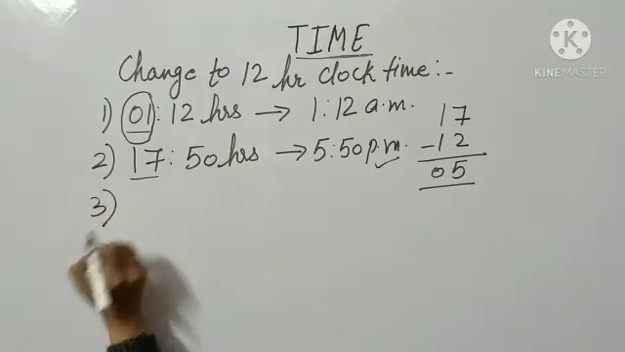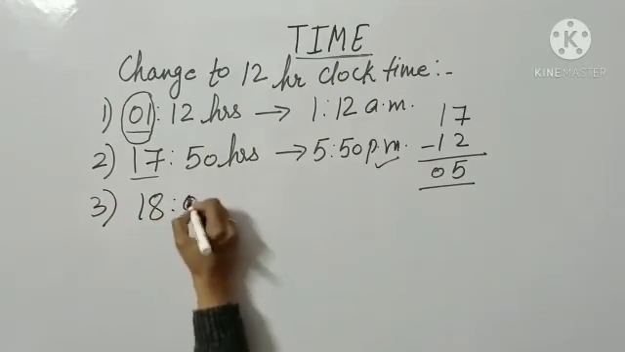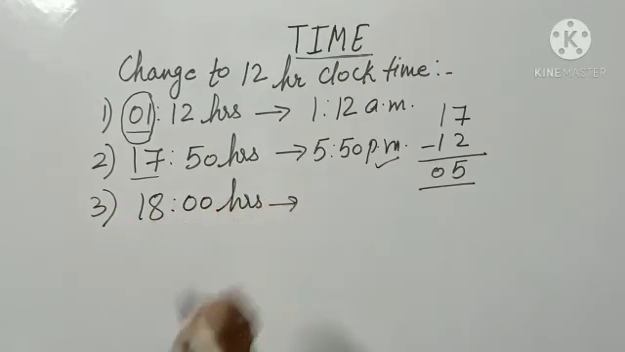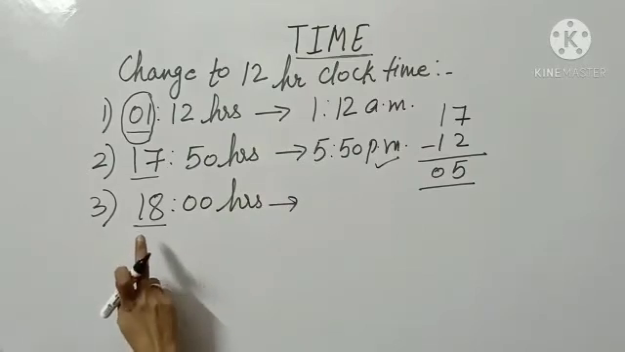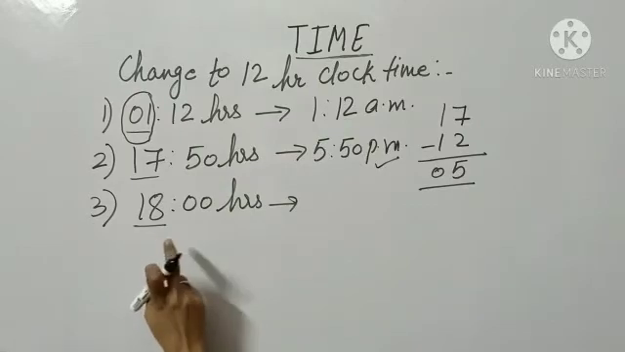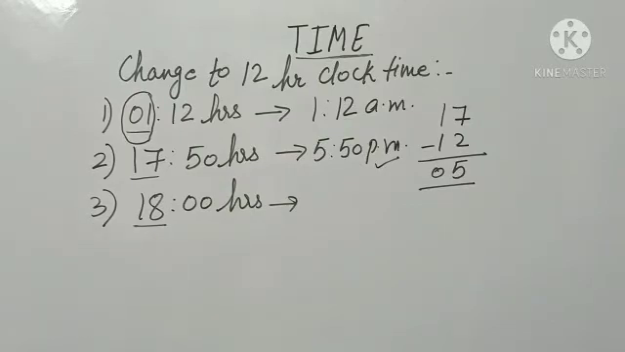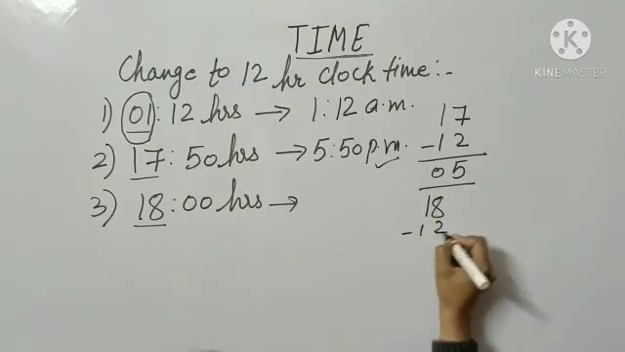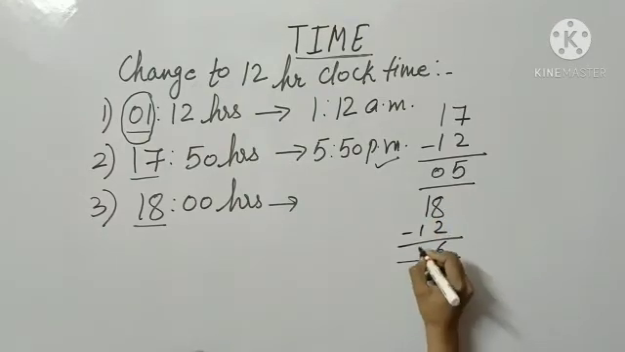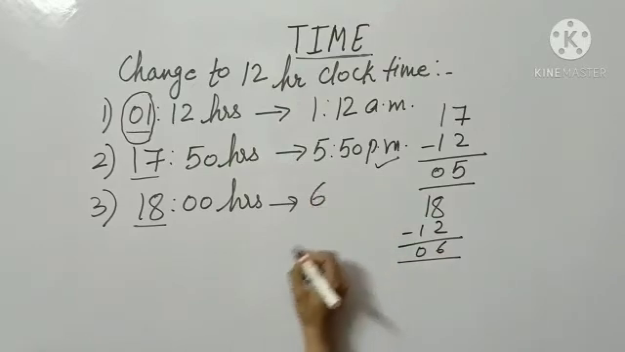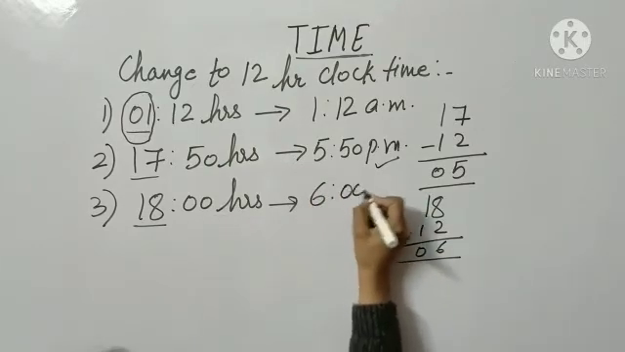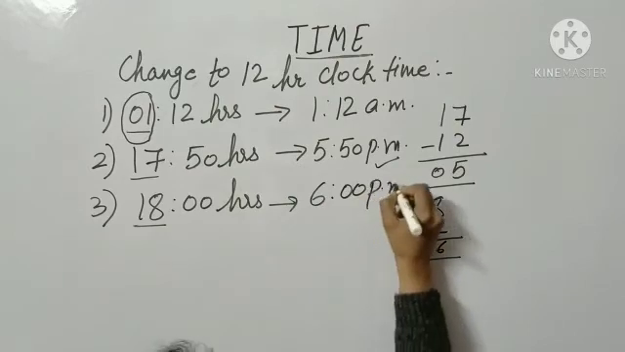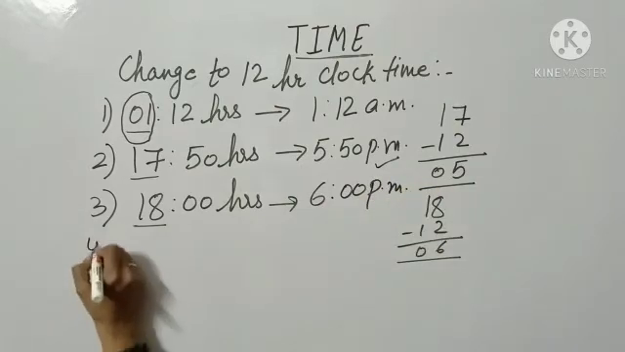One more question. 18 hours. Again I will be seeing the hours only. Now you can see that this 18 is greater than 12. Again this time is in PM. So how will we get the time in 12-hour clock time? Simply we will subtract 12 from 18. 8 minus 2 is 6, 1 minus 1 is 0. So we got 6 here. And minutes are already 0. So 6:00, what? PM. Okay.